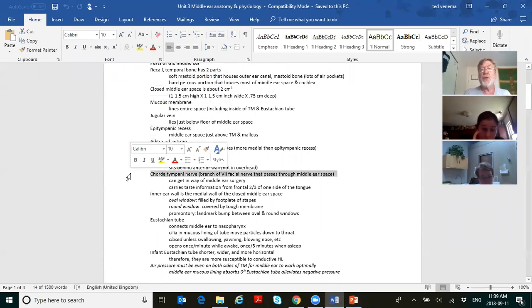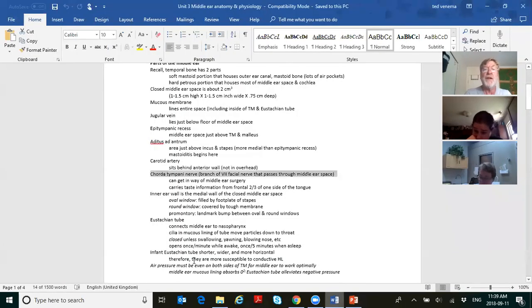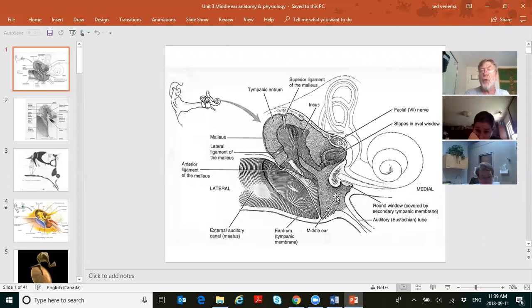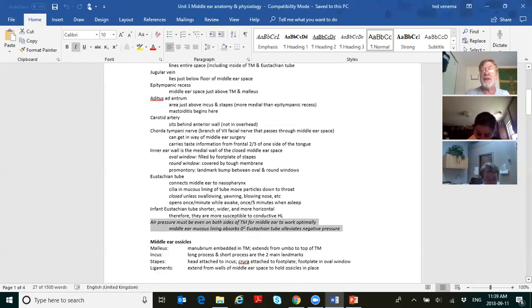Then we mentioned the chorda tympani nerve is a branch of the seventh facial nerve that passes through middle ear space. Not in this particular picture, it doesn't show that. We said that the inner ear wall is the medial half of the closed middle ear space, medial meaning more toward the center of the head, and it contains the oval window, promontory, round window. Okay? These are all the pieces and parts. Eustachian tube we covered last week. Then we highlighted that italicized sentence there at the bottom.